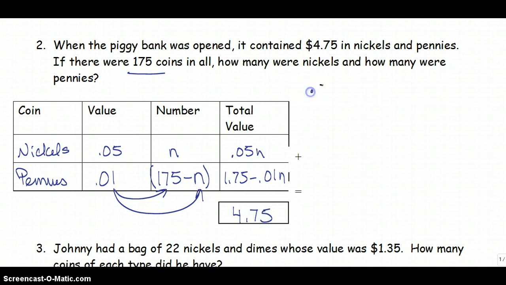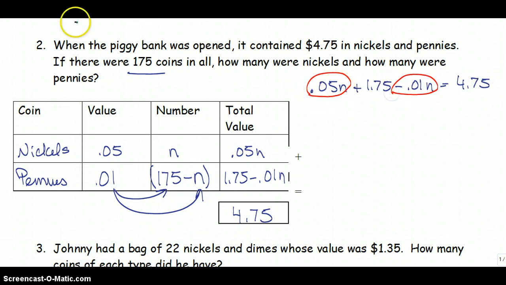I now have my equation. 0.05n plus $1.75 minus 0.01n is equal to $4.75. Going to combine my like terms. Signs are different. I'm going to subtract the small number from the large number, keep the sign of the large. So I have 0.04n plus $1.75 is equal to $4.75. Going to subtract $1.75 from both sides.